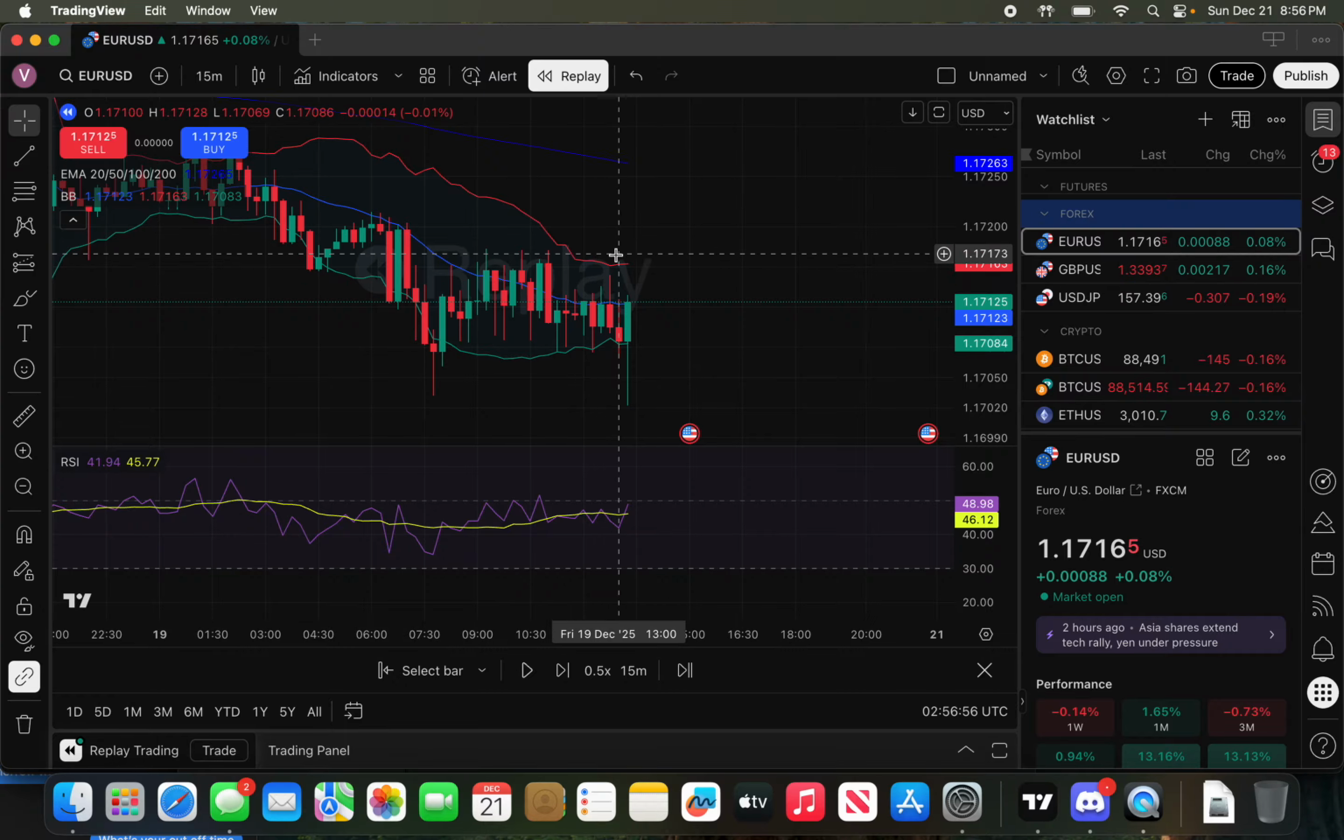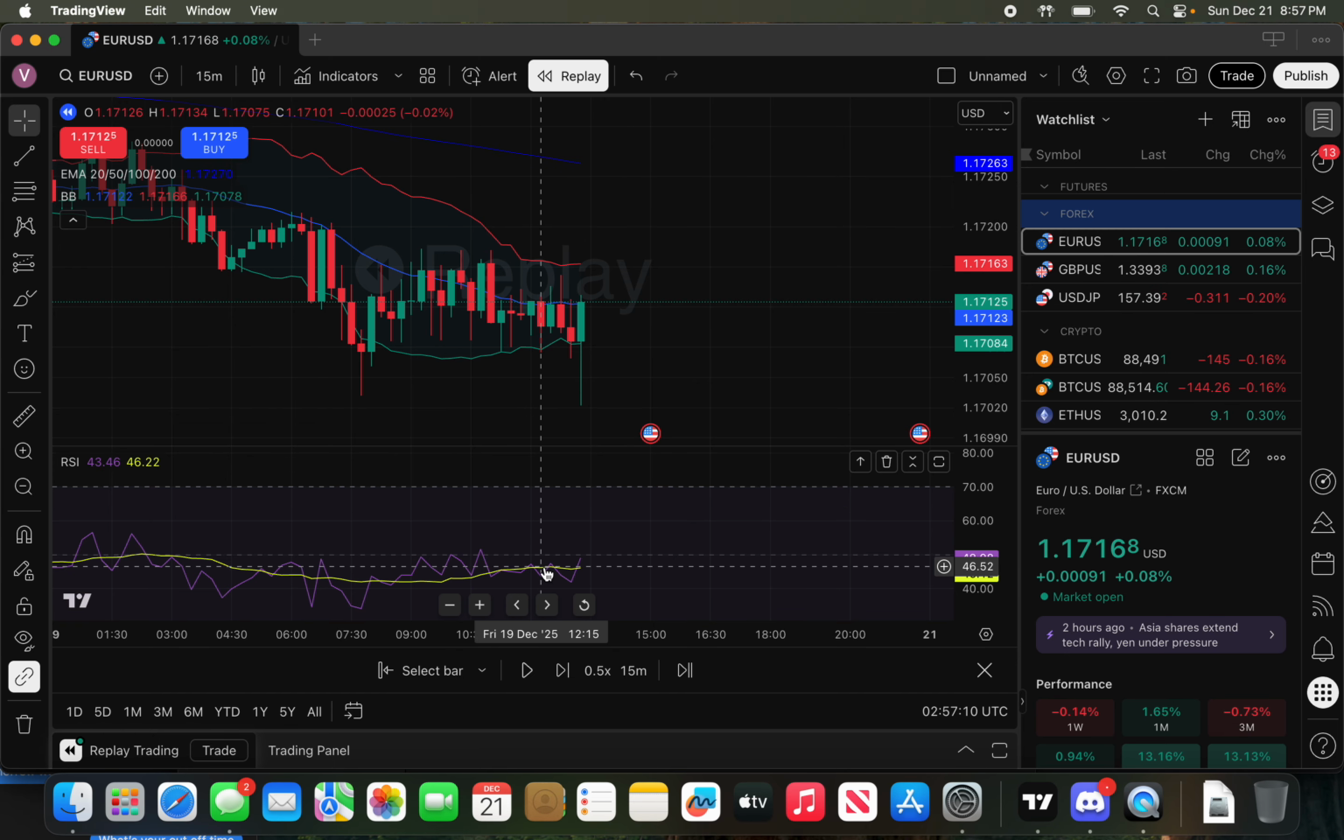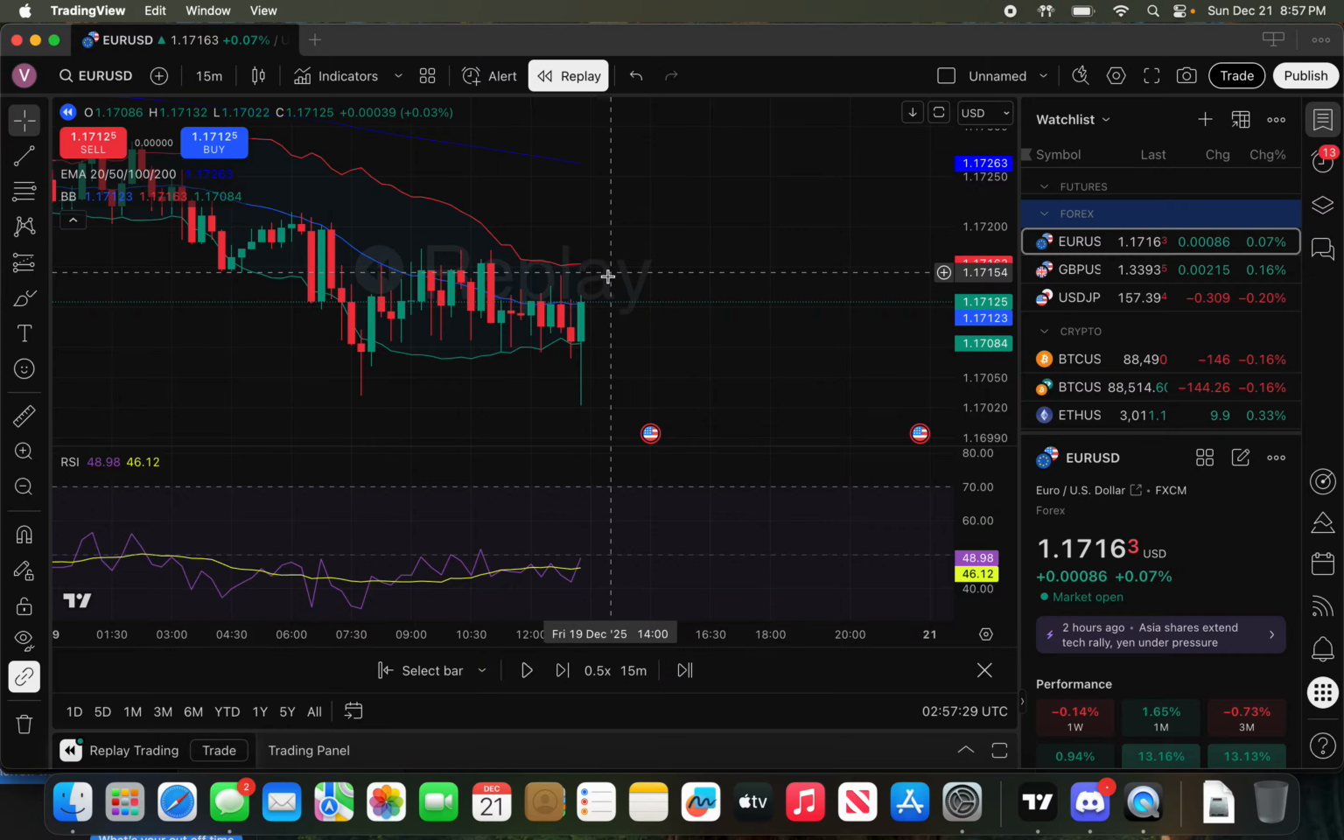When the candle closes above this red band, that's our first indicator that price is overbought and it's probably going to correct itself. Our second indicator is the RSI. The RSI is an oscillator that shows if the market is overbought or oversold. Once this purple line closes above RSI 70, that's our second indication that price is overbought, and it's more likely due for a correction back to this baby blue line.